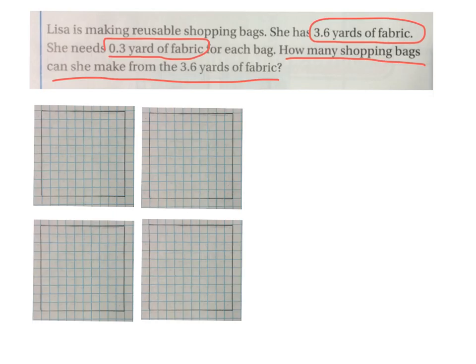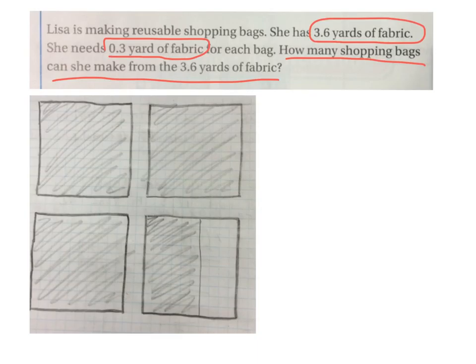3 whole boxes to represent the 3 wholes. And I have 6/10 left over, so how can I model 6/10? You color in 6 rods. Okay, go ahead and do that. Color in 3 wholes and 6/10 or 6 rods. As you can see, it has quickly colored in 6/10 by coloring the 6 rods over here, and she has 3 wholes. Would you agree that this is 3.6? Yeah. Now, Lisa needs to take this 3.6 and make reusable shopping bags. How much does she need for each shopping bag?